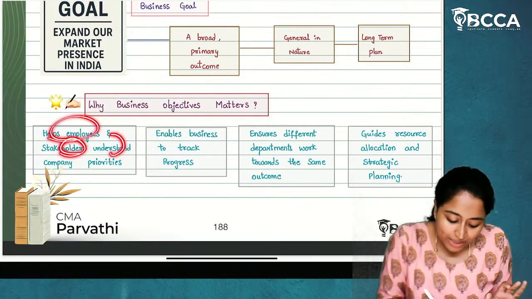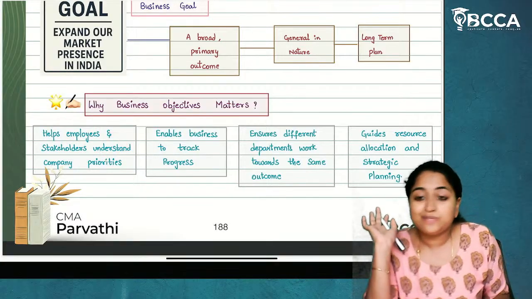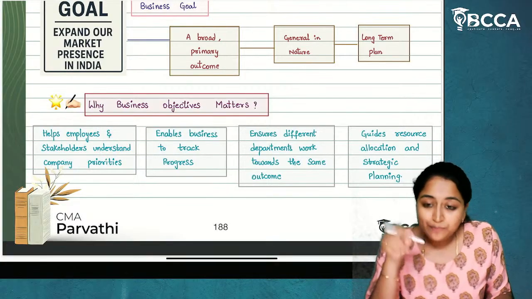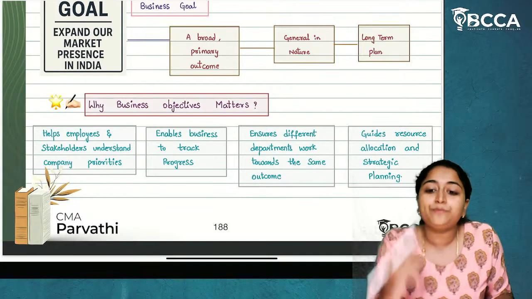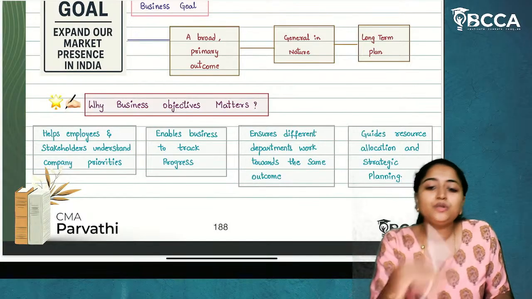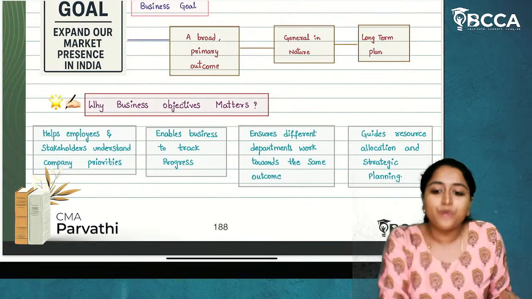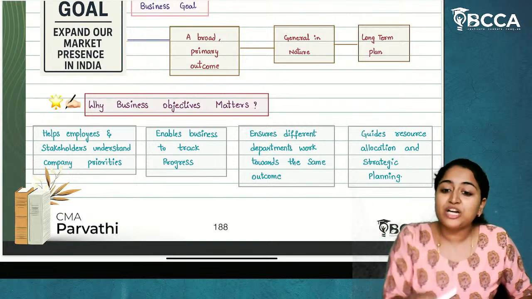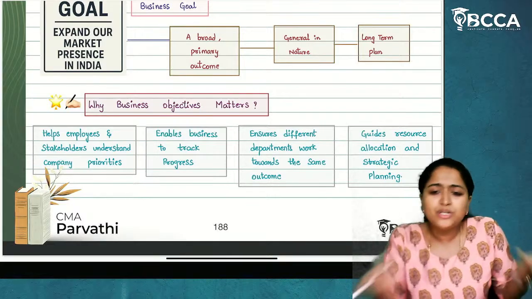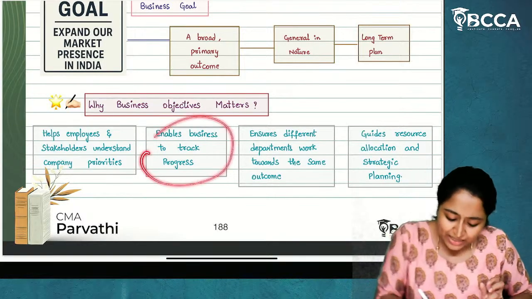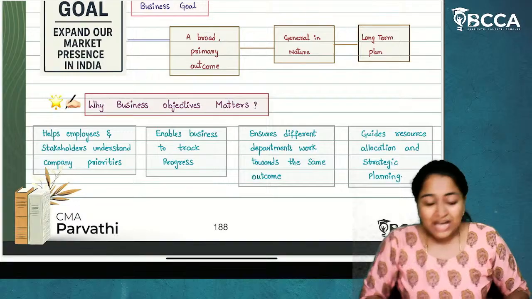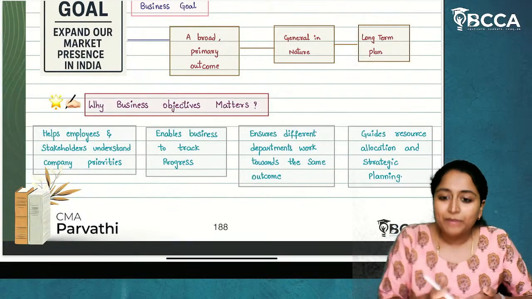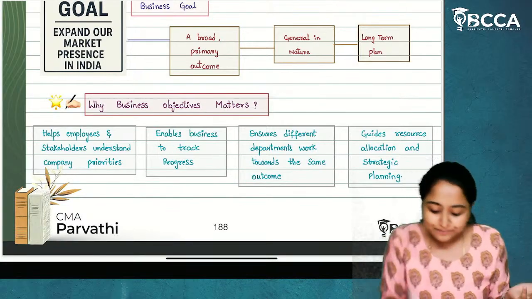They help employees and stakeholders understand the company's priorities. Regarding the company's objectives, stakeholders and employees need to understand them. Only when they understand will employees start working. If you are not setting an objective for the organization, then employees will not know what to work for. It enables the business to track progress. If you are not specific, if it is not measurable, how will you track your progress?